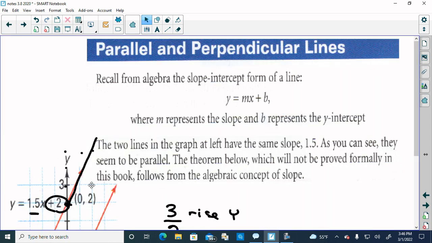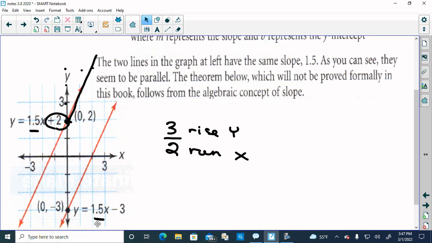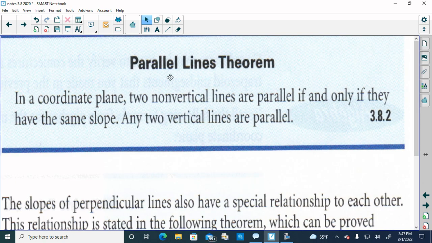If we go back here and look at our drawing, M is your slope, where M represents the slope, so whatever's in front of the x. As long as those two are the same, then we know that these two lines are parallel to each other, which gave us this theorem. If you did not get this theorem written down, which is the fourth one down on your vocab, parallel line theorem, you need to pause this video and write that.